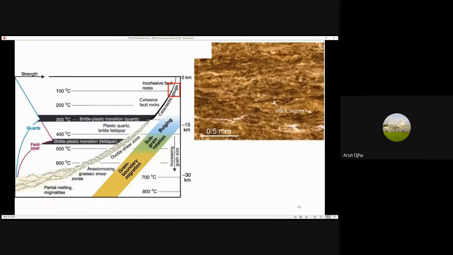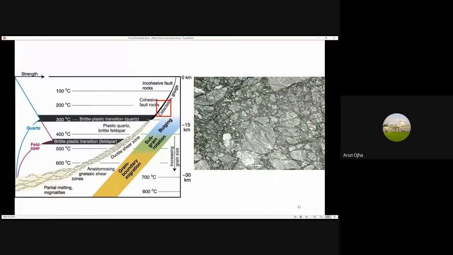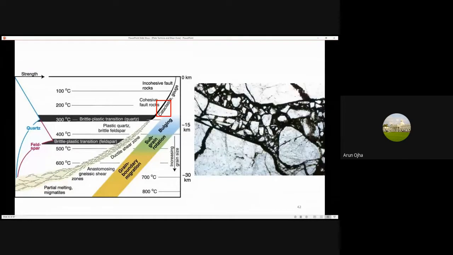And at a relatively deeper position, we find cataclastic rocks with broken fragments of rock that can be seen both at outcrop scale and in the microscope. And these rocks are not cohesionless material, but they have a strong cohesion. So these rocks can behave as a strong material.